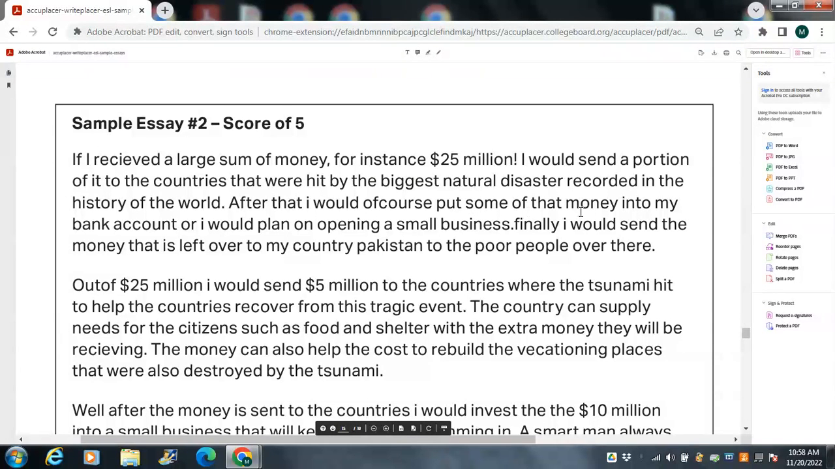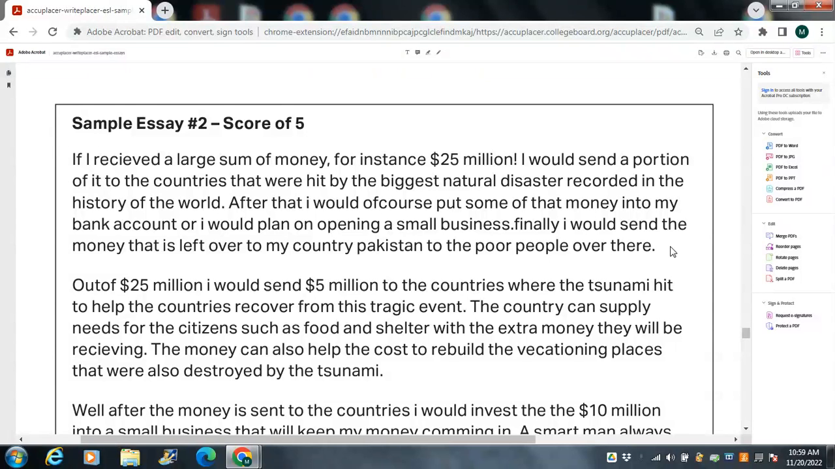Another paragraph will be talking about how they would put some of that money into a bank account. Another paragraph may or may not, because they use the conjunction "or," be about opening a small business. And then another paragraph would be sending the money over to Pakistan to help the poor people in that particular country. So that's great because the writer has organized their introduction paragraph to let us know, hey, this is how the rest of my essay is going to be developed and organized, which is fantastic.